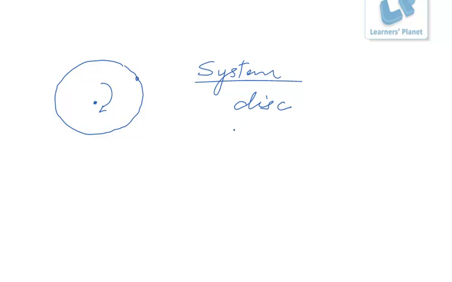Now let us say this is the disk which is rotating about the center axis, and you have an insect over here. Now we know that since this disk is moving on a frictionless bearing, there is no friction and the total angular momentum of the system would remain conserved. The system here is disk and insect. Now disk and insect are forming one isolated system.